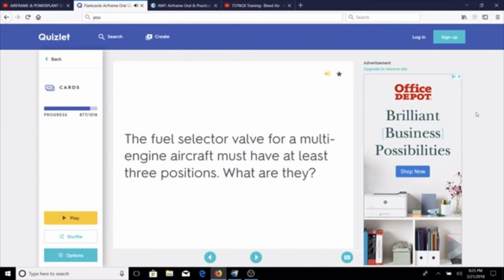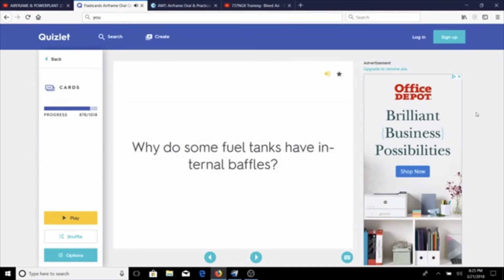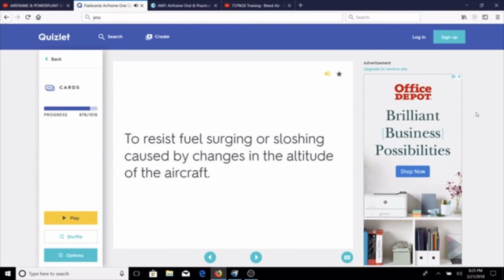The fuel selector valve for a multi-engine aircraft must have at least 3 positions. What are they? On, off, and crossfeed. Why do some fuel tanks have internal baffles? To resist fuel surging or sloshing caused by changes in the altitude of the aircraft.